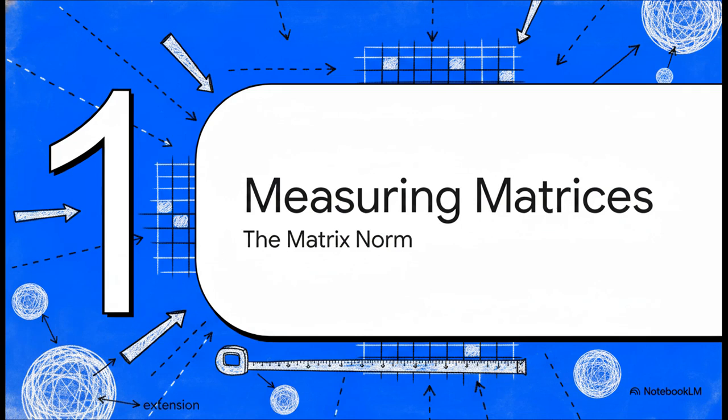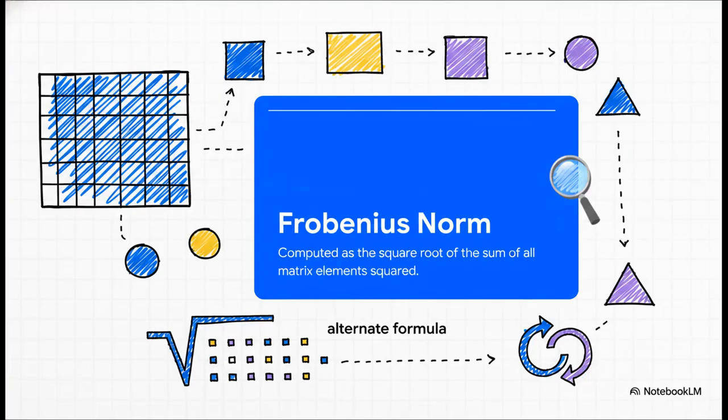Section 1. Measuring matrices. The norm. Understanding the magnitude of a matrix. What's really fascinating here is that the Frobenius norm offers us a single, neat number that reflects the overall magnitude of all the matrix's elements. You compute it by just taking the square root of the sum of all the elements squared.